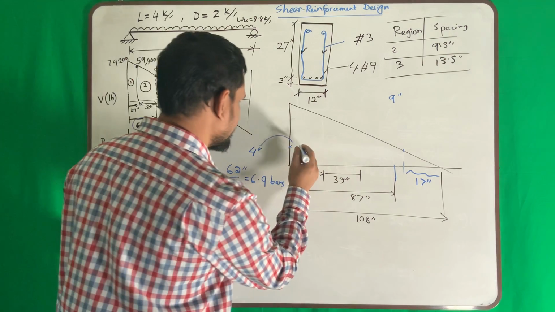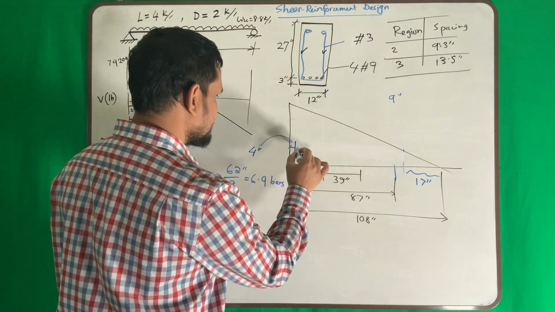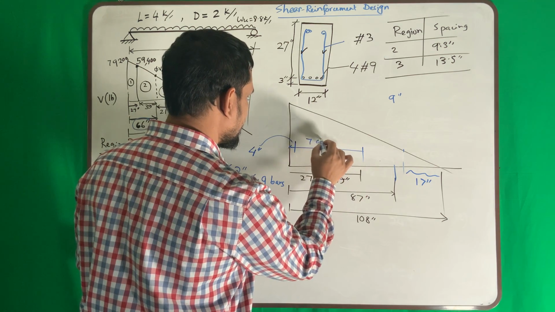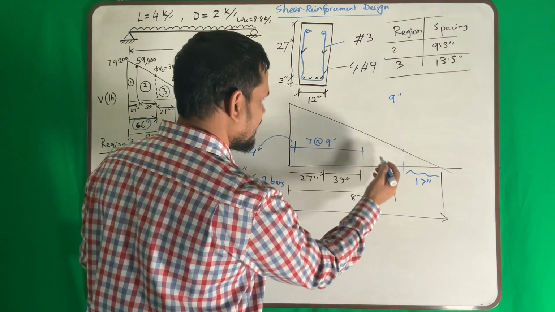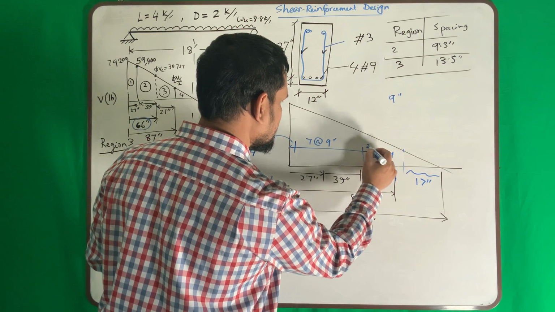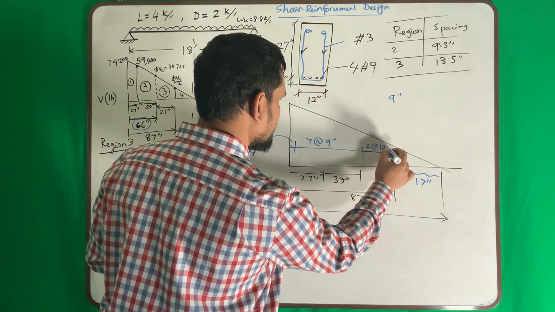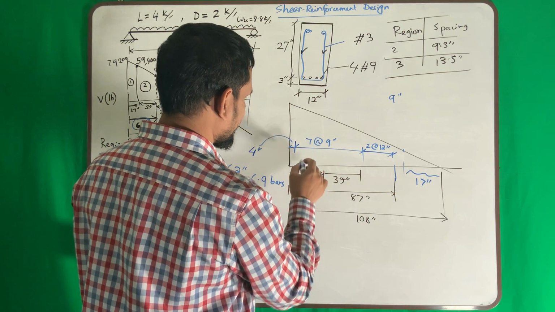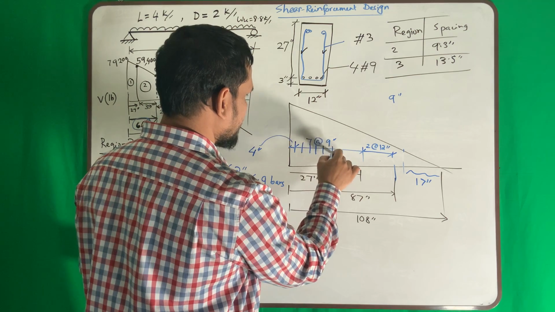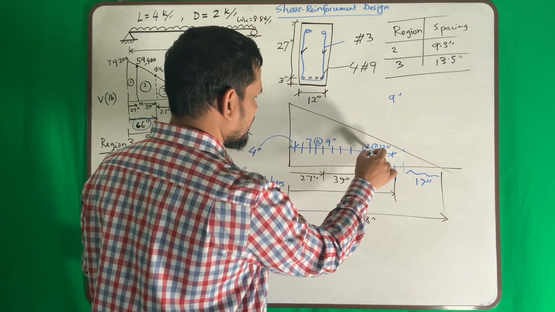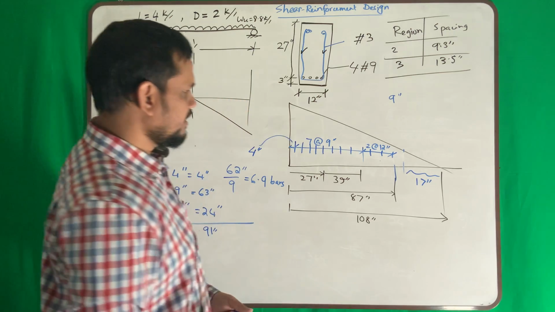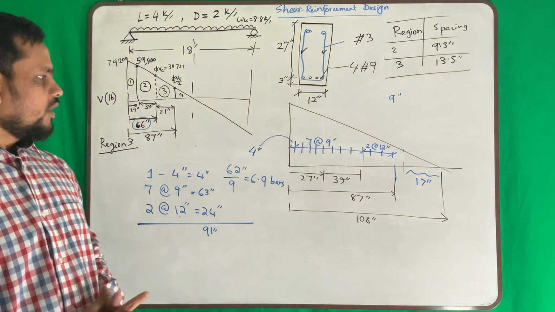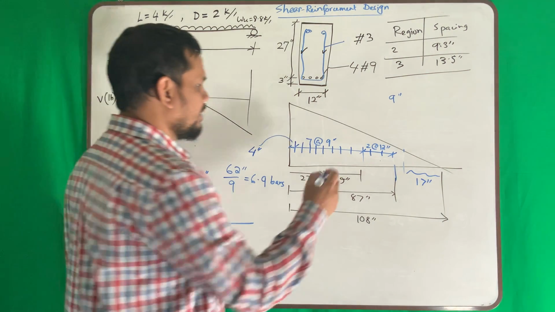So I am sketching here. So 1 bar 4 inch, then up to this, here to here, 7 at the rate of 9 inch, then here to here, 2 at the rate of 12 inch. 1, 2, 3, 4, 5, 6, 7. Then 1, 2. Okay, done. So this is our final shear reinforcement design. Oh, I did not tell the number.